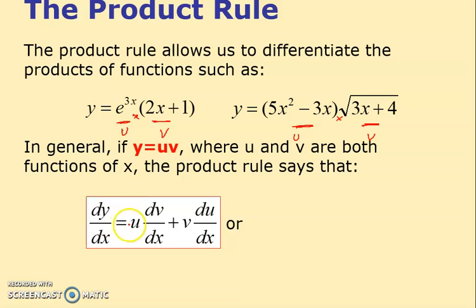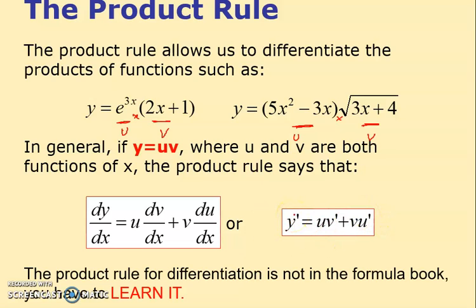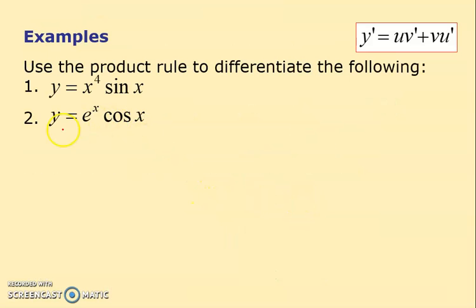Now this is one way of writing it. Notice dy by dx is u times dv by dx plus v times du by dx. Well, it's actually easier writing that. y dash is uv dash plus vu dash. So perhaps I'll use this notation. But you can use either. You won't get told it, so you're going to have to learn that rule. So here's an example or two.